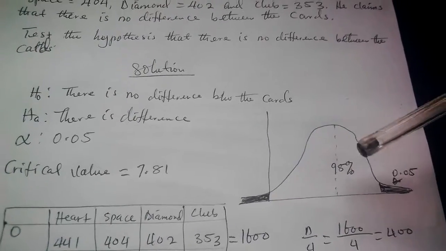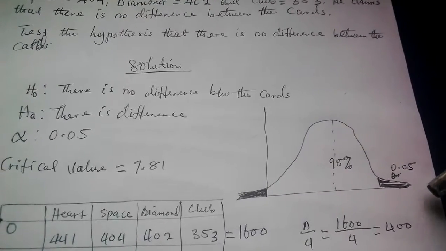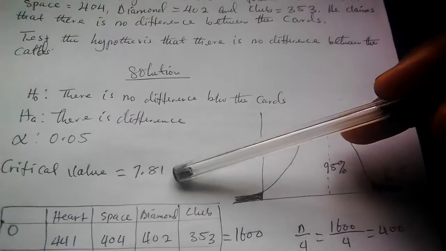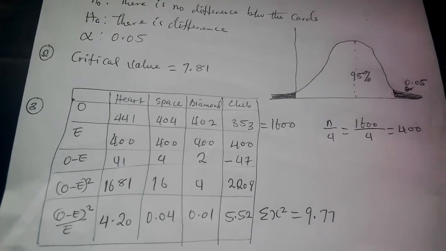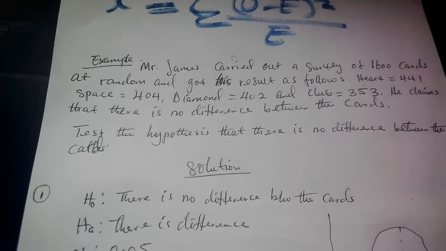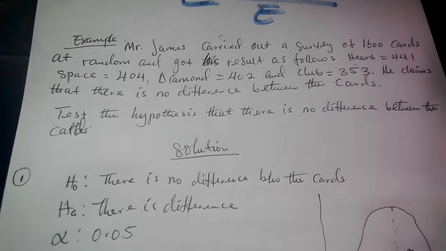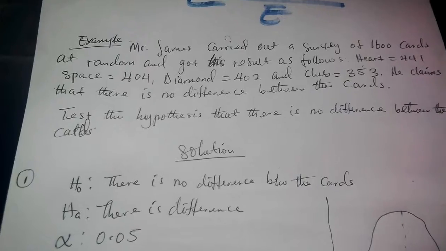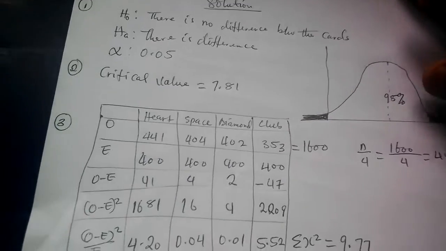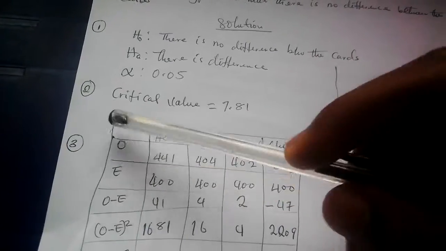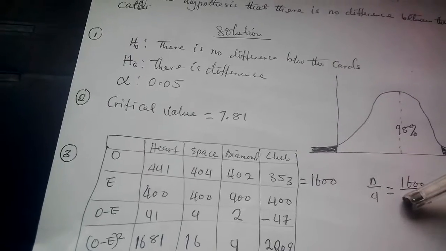Now, when you go into your chi table, you discover that at 95% sure, or 0.05, you have 7.81. The next step is to calculate your statistics. From the question, the heart has 441, the space has 404, the diamond has 402, and the club has 353. See it on the table now. You can see that the heart has 441, and likewise the others from the question, with a total of 1,600 cars.